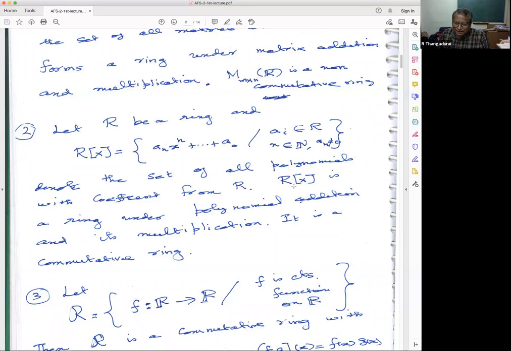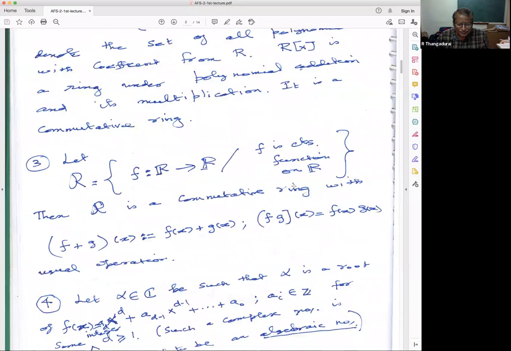This forms a ring. First of all, we can add 2 polynomials. We can multiply 2 polynomials. So with respect to the usual polynomial addition and multiplication, this R[x] forms a ring. This is a commutative ring.